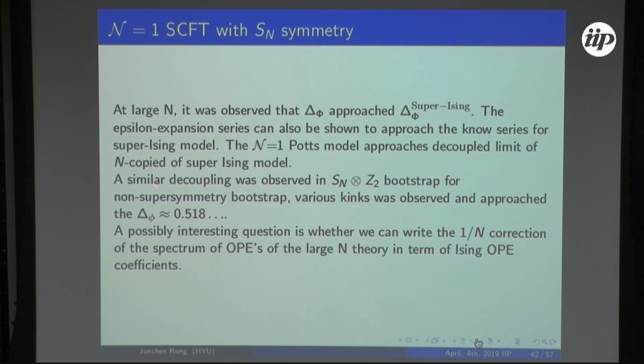That's what I'm saying here. I don't know analytically, but the only evidence is this. If you do the epsilon expansion, you get a series. You strictly take n to be infinity, and you find that the series is the same as the Ising model epsilon expansion series.